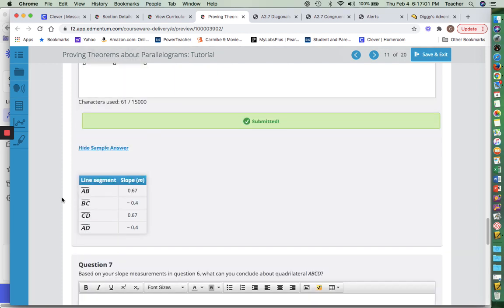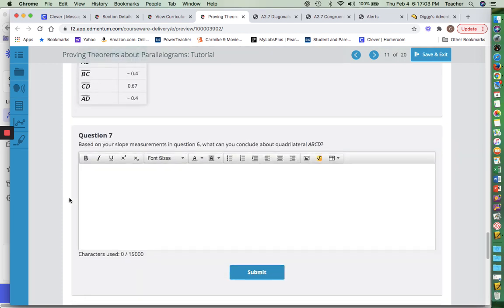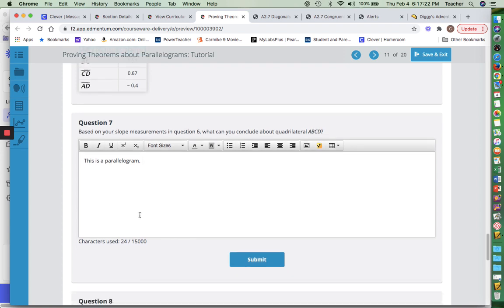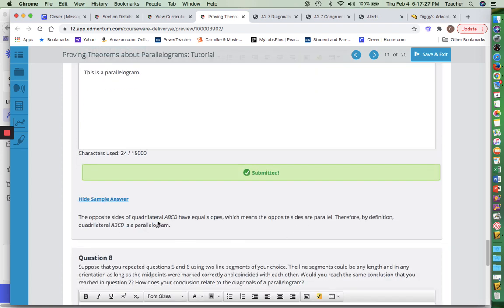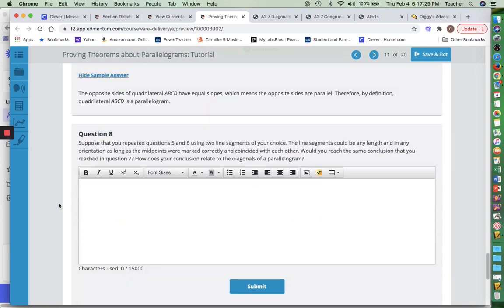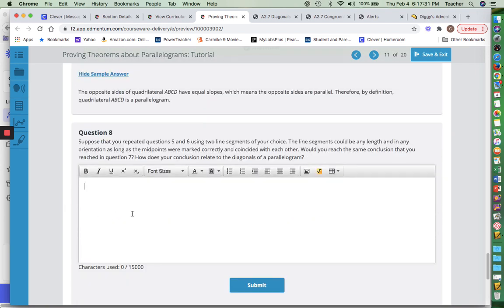All right. Question 7. Based on your slope measurements in question 6, what do you conclude? Man, am I good at this or what? Half the time I just explain verbally what they're going to ask next. This is a parallelogram. Look, it's a parallelogram. Can I call it or what? I guess it's what happens after you teach geometry for about 20 years.